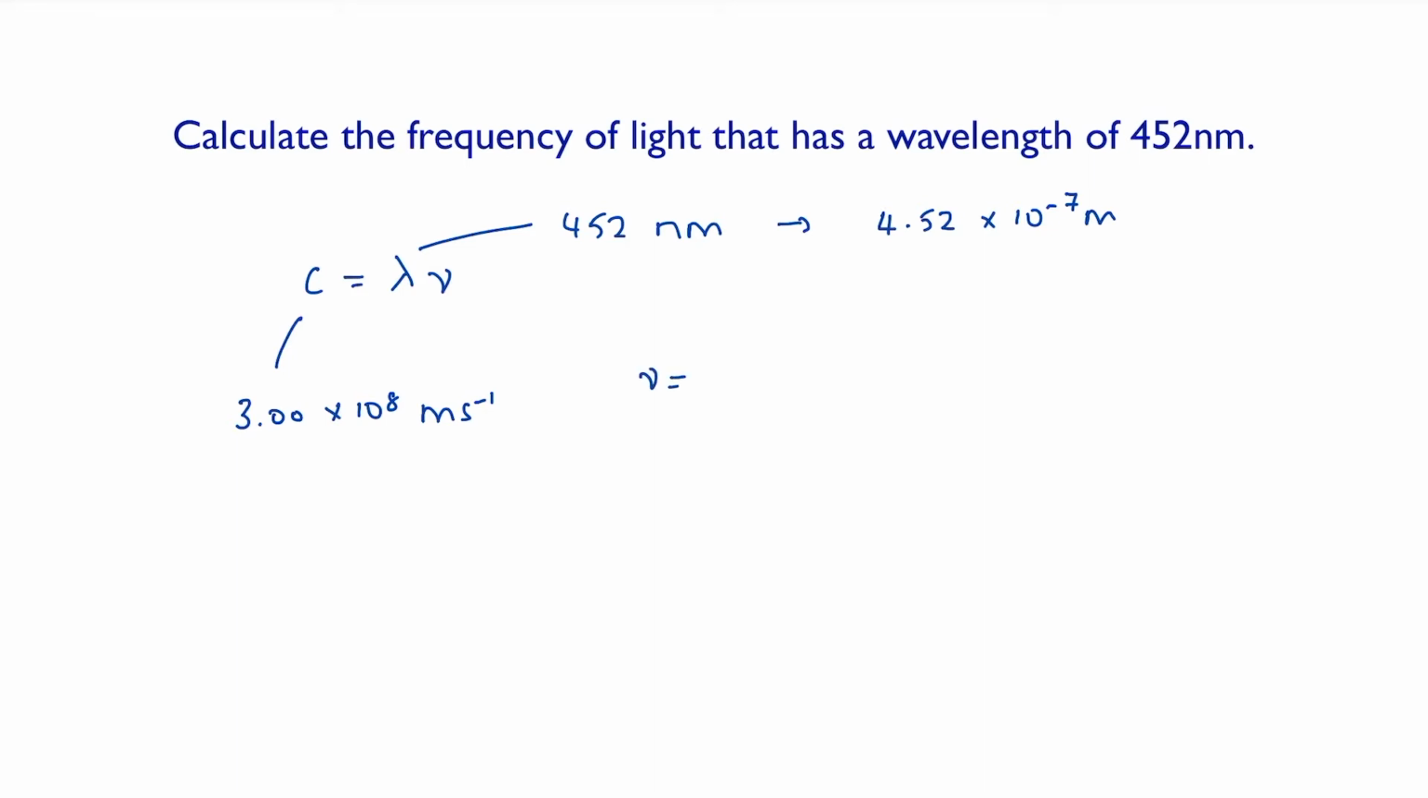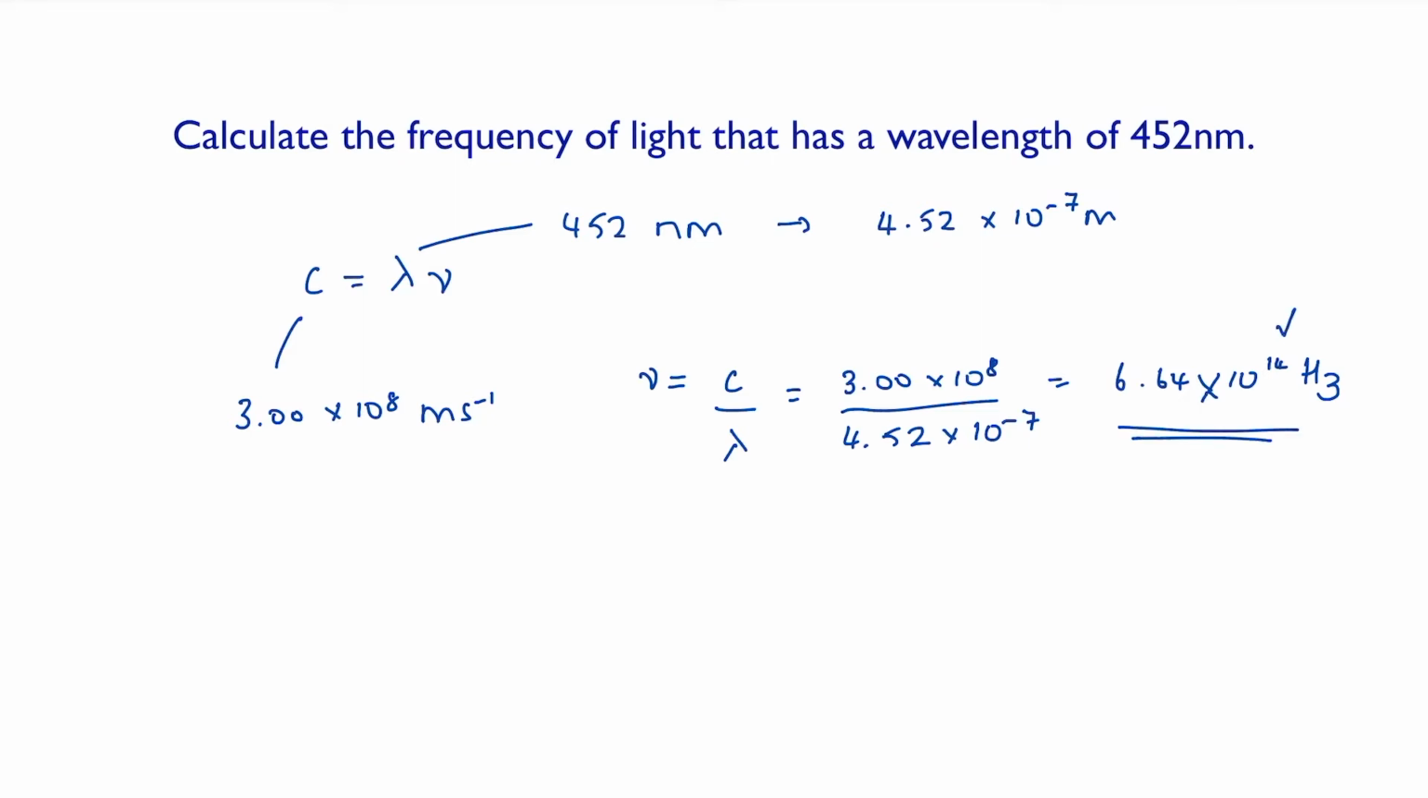So frequency is going to equal speed of light divided by the wavelength. So that's 3.00 times 10 to the 8 divided by 4.52 times 10 to the minus 7, and that comes out at 6.64 times 10 to the 14 hertz. It's useful at A-level to get a feel for the size of numbers. So wavelengths, very tiny. Frequencies, really quite large. 10 to the power of 14 is a big number.